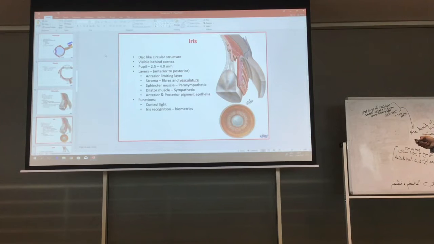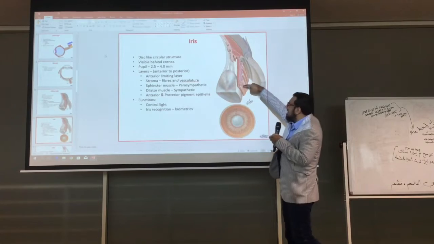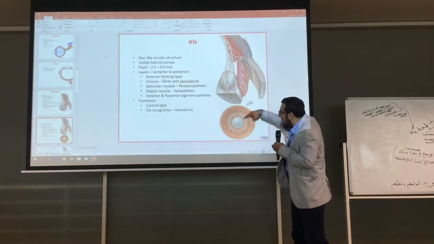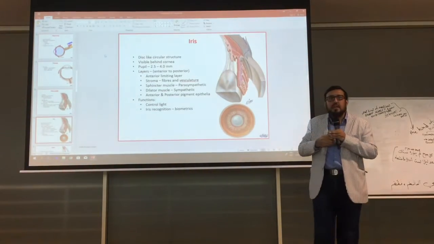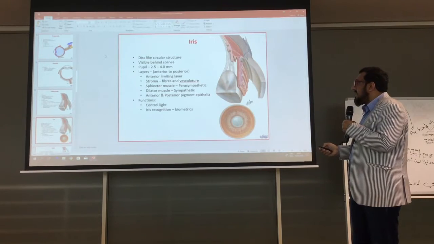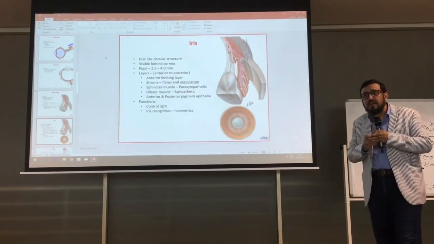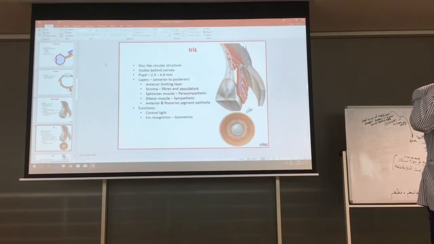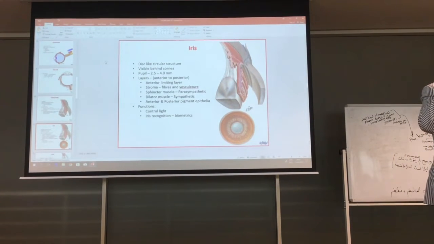The iris is a disc-like structure having an aperture in the middle, which is called the pupil. It consists of two types of muscles. The muscles which you can see at the cut edges are the circular muscles, which are covering the iris like this. These are called the constrictor muscles, or sphincter muscles, and these are supplied by the parasympathetic innervation, and whenever the parasympathetic innervation increases, they will contract and the size of the pupil will be narrowed.